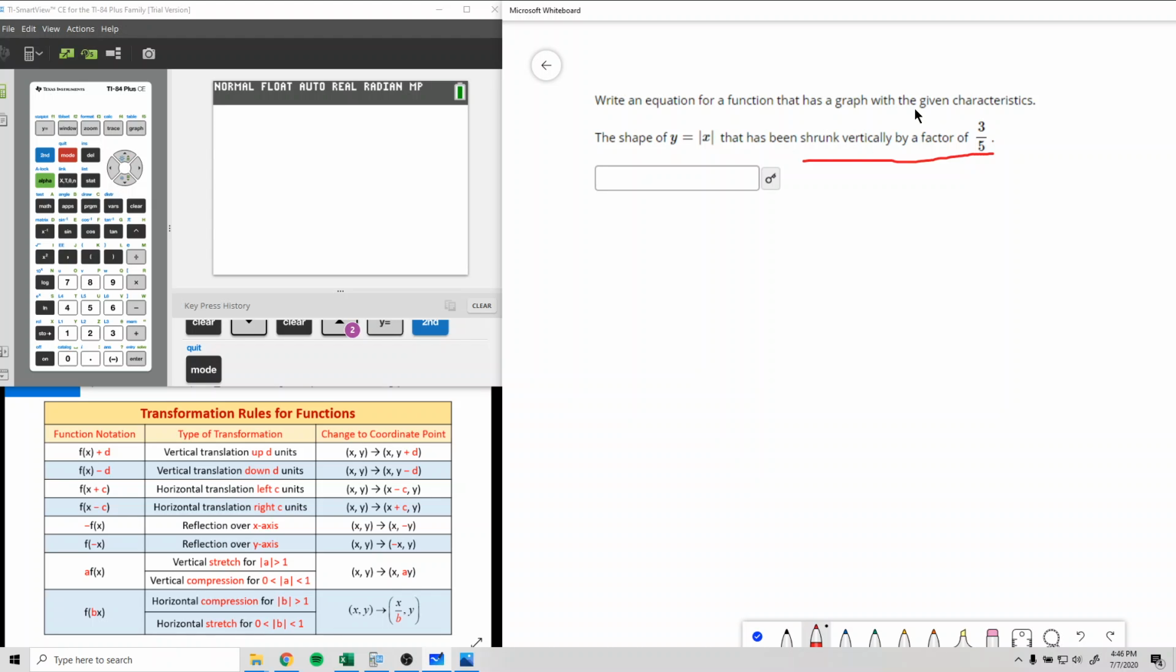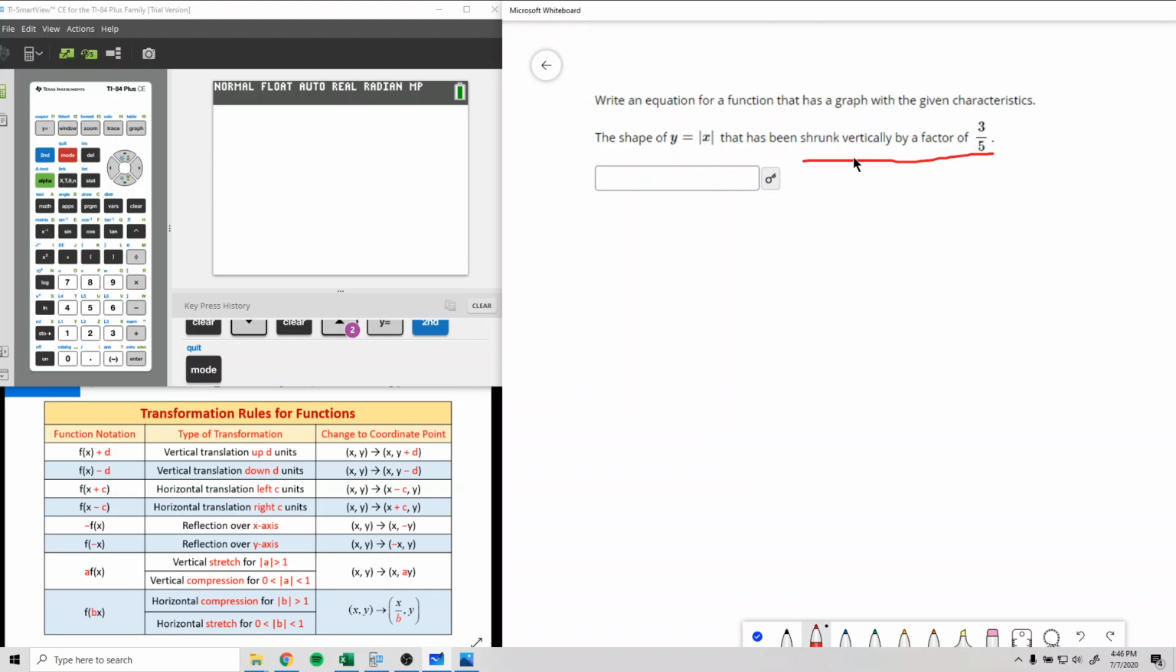Right, now, if it says shrunk, you don't really want to take too much into that. Basically, if this number is less than 1, it's going to shrink. If this number is bigger than 1, it's going to be stretched. But they mean the same thing. This is what's called a vertical compression if you want to look at this chart.